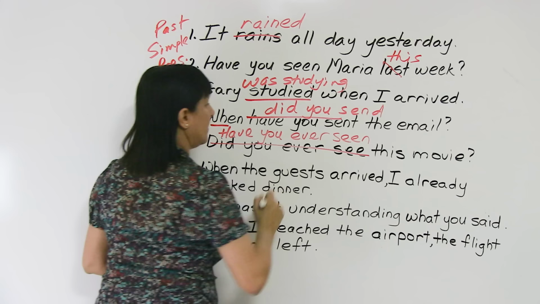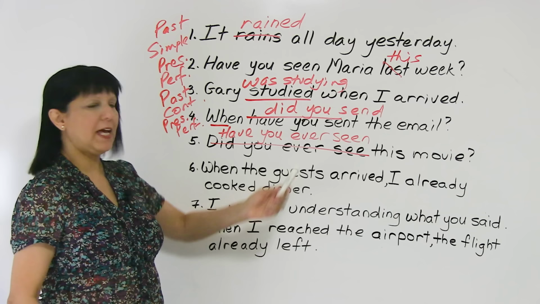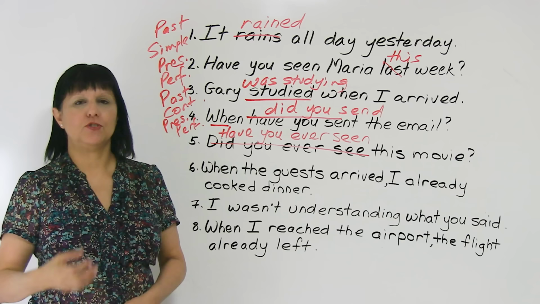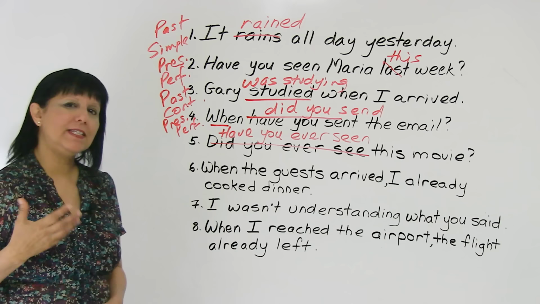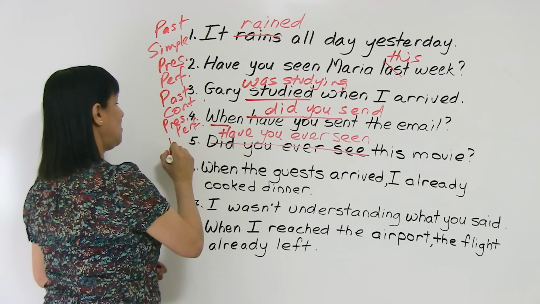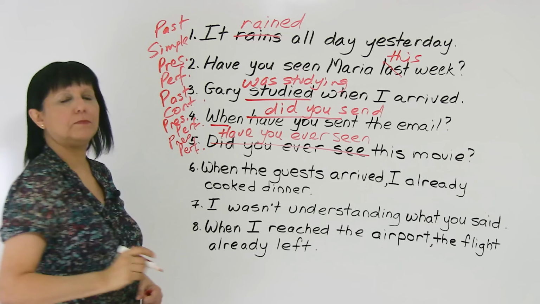Have you ever seen this movie? Okay? Because ever is one of those words that we in fact do use a lot with the present perfect tense. So when you see the word ever, have you ever seen this movie? Have you ever read this book? Have you ever visited Japan? Right? Questions like that, really, you should be using present perfect and not past simple. So this one is also present perfect. Remember to review that if you got that wrong.